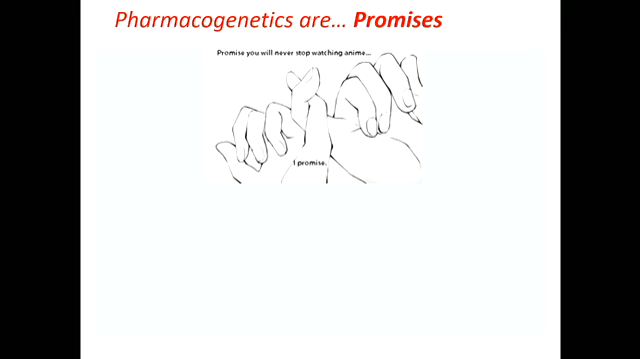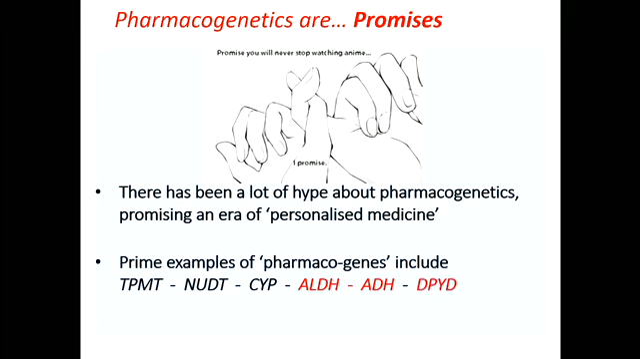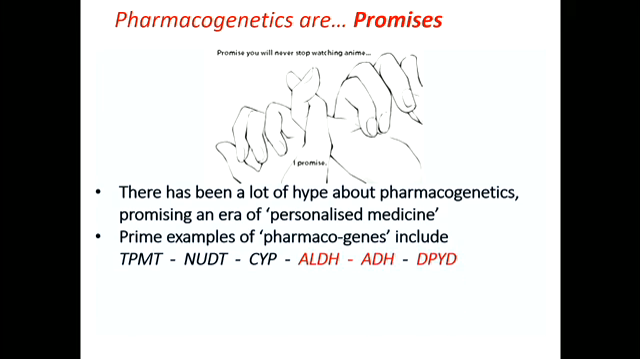Pharmacogenetics has also come with promises. We've been promised for years now that it's going to change the way we use drugs, and it hasn't so far, just as in this meme: promise you'll never stop watching anime, and someone says, I promise. There's been a lot of hype about pharmacogenetics as a result of the way genetics has developed in the past 10 years particularly, promising an era of personalised medicine, and we'll look at some of the classic pharmacogenes.